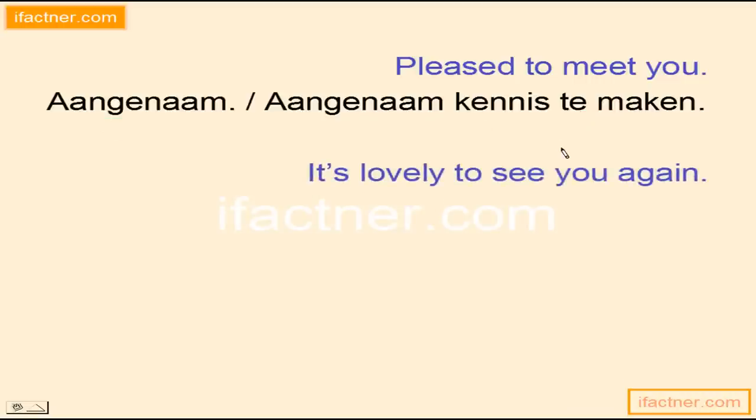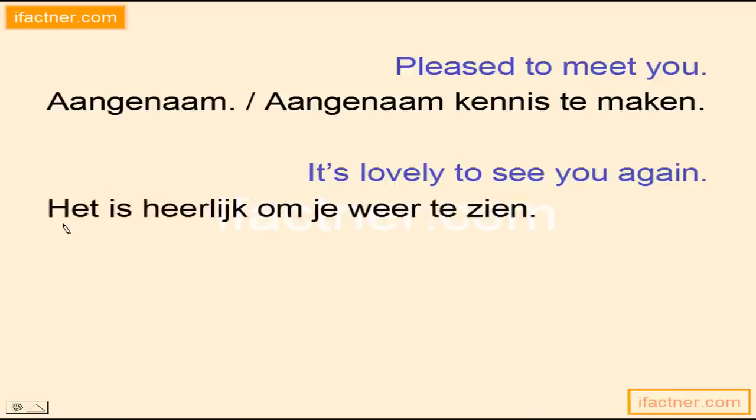It's lovely to see you again. Het is heerlijk om je weer te zien. Remember that I and J are pronounced as Y. Heerlijk. So, it's a Y. Heerlijk is lovely. Het is heerlijk om je weer te zien. It is lovely to see you again.